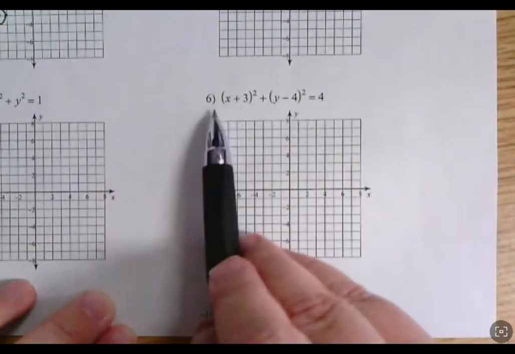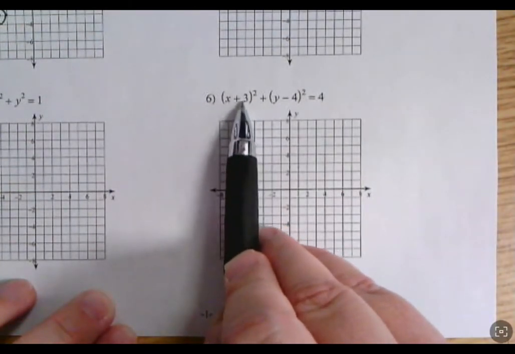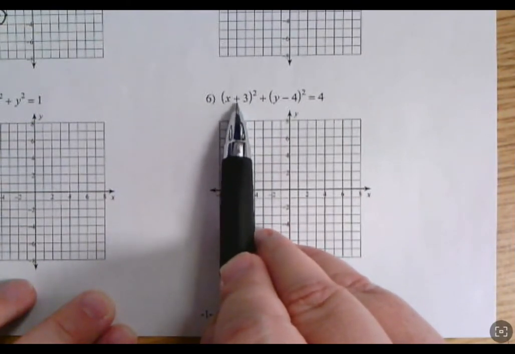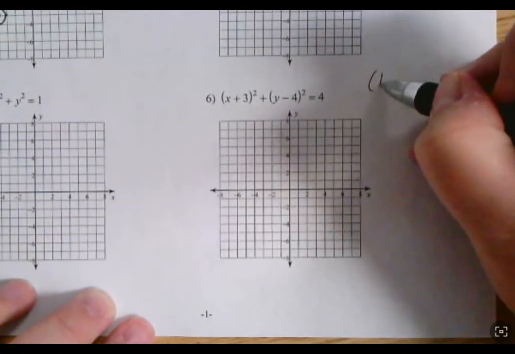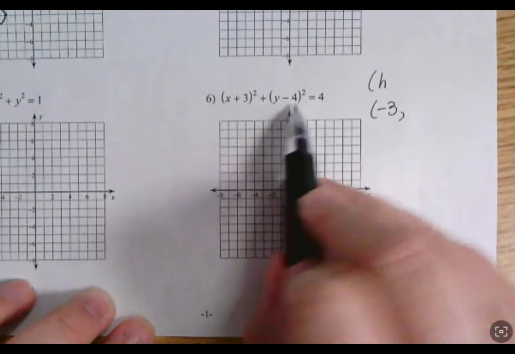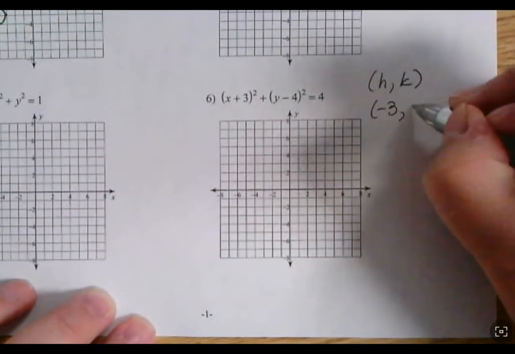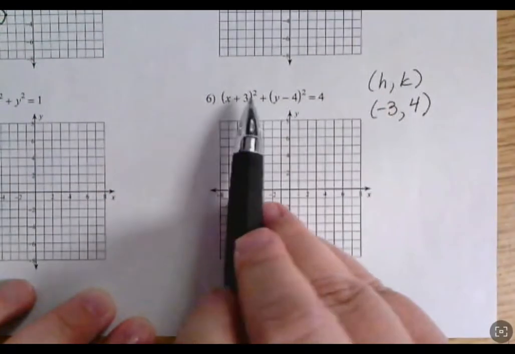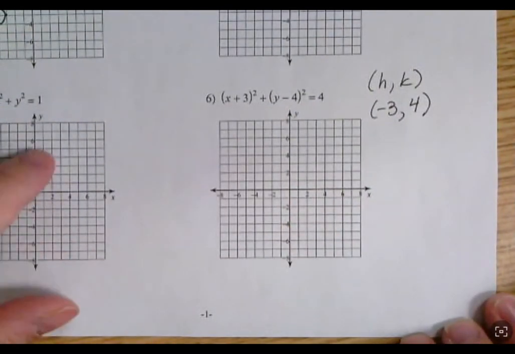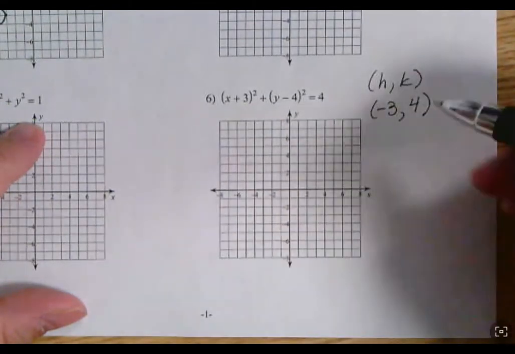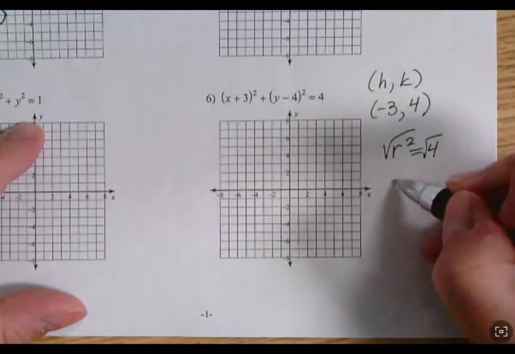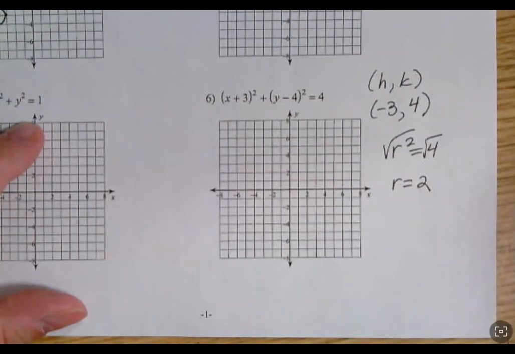Okay, so this is my x minus h. So again, opposite sign. If it was really a minus, that means minus a negative. Had to make that plus. So the h is negative 3. The k is positive 4. Opposite sign from what we see inside of there. Then we know that this is r squared. R squared is 4, so that means r must be 2.